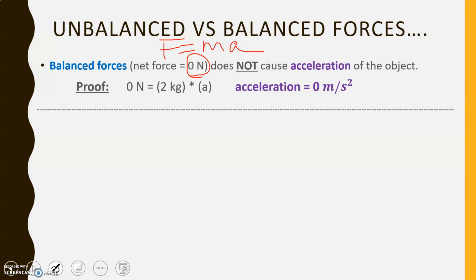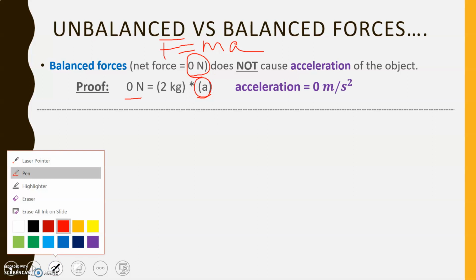So our proof, let's plug in. If it's a balanced force, the force would be 0, right? So we plug in 0. Equals, what's our mass? Well, we're just going to make up a mass. This mass is going to be 2 kilograms. And then times acceleration. So we're going to end up solving for this acceleration, okay?